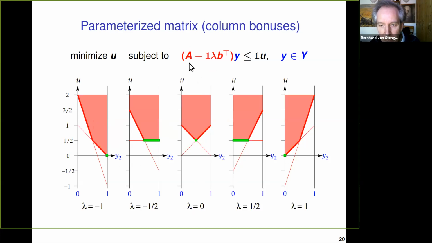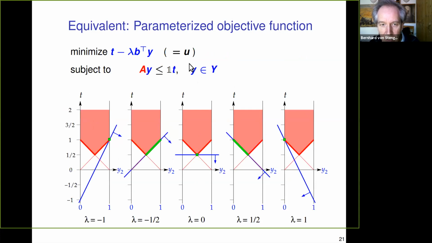And here is the next picture showing the same thing with the objective function, where you keep this constant, but you now turn the objective function around. So this is a direction of the objective function as a function of lambda. Depending on where lambda is, it's a hyperplane that is either here or here or here. That's the objective function. You see it has exactly the same optima here, here, here, here, or here. Okay, so this is this equivalence.